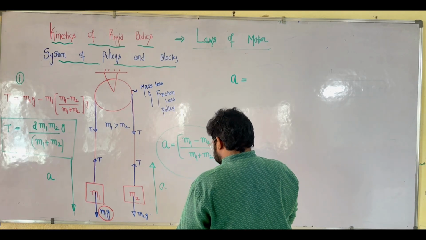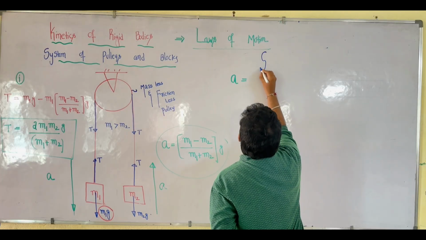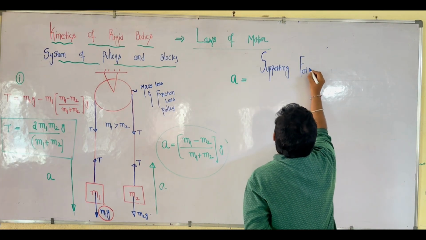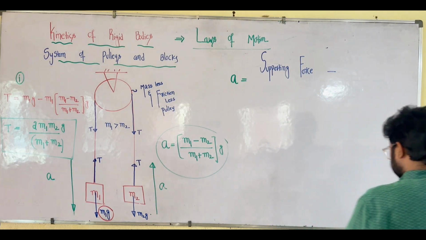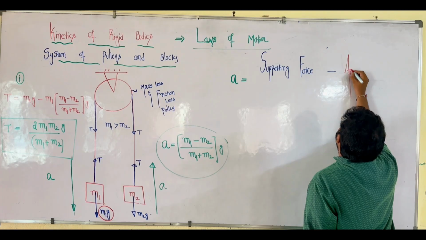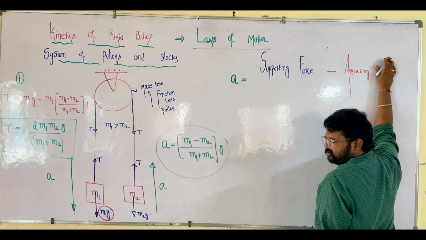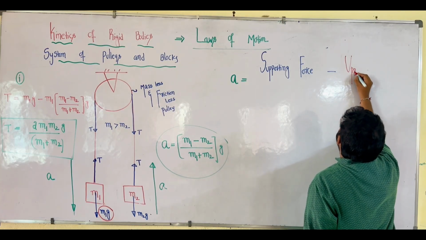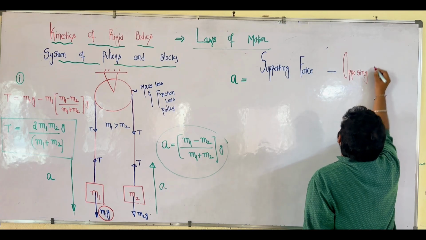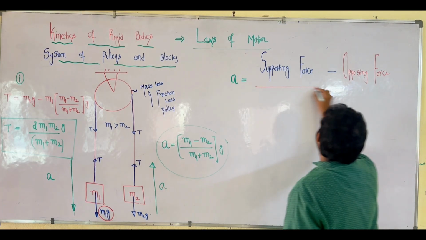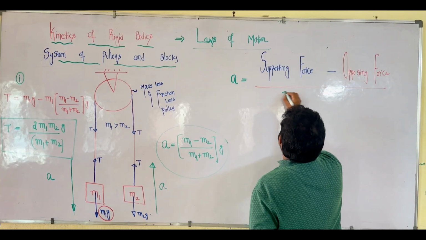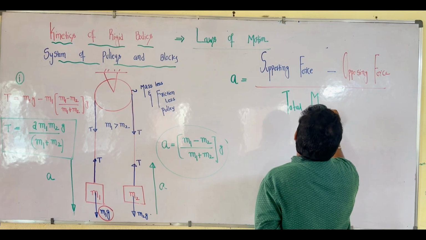Acceleration, short trick: supporting force minus opposing force, by the total mass of the system. Supporting force minus opposing force by total mass of the system.